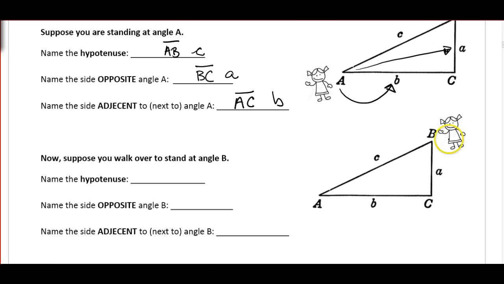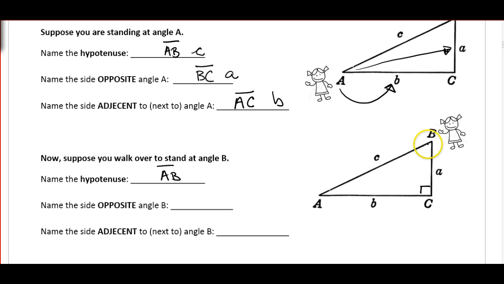let's move little Sally over to angle B. And now our opposite side is going to change. So let's start with the hypotenuse. The hypotenuse in the triangle stays the same. Here's my right angle, which isn't marked. So that's going to be segment AB.